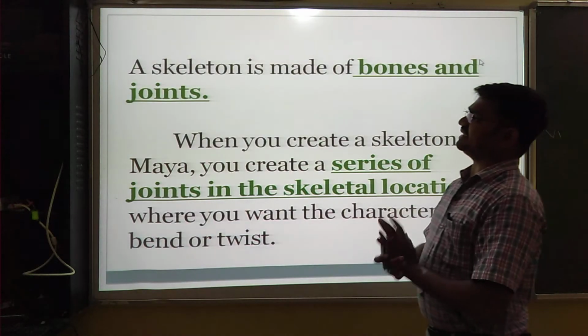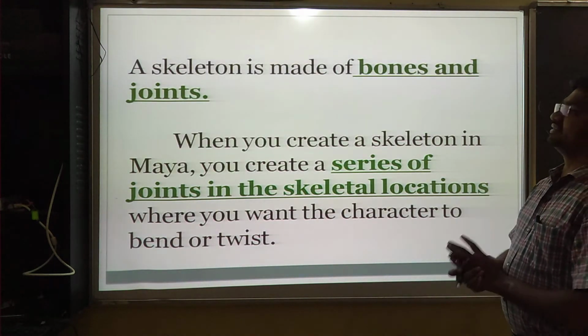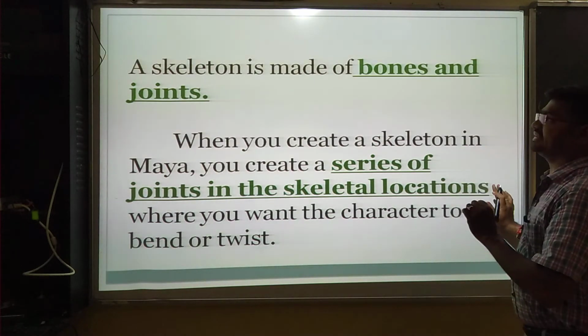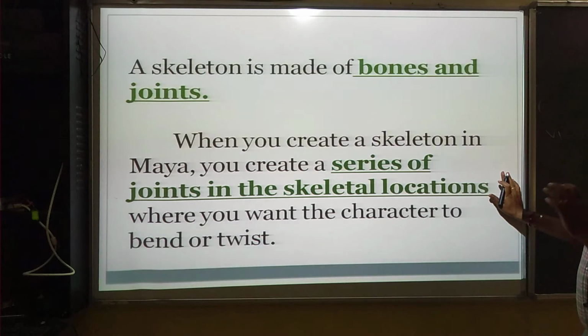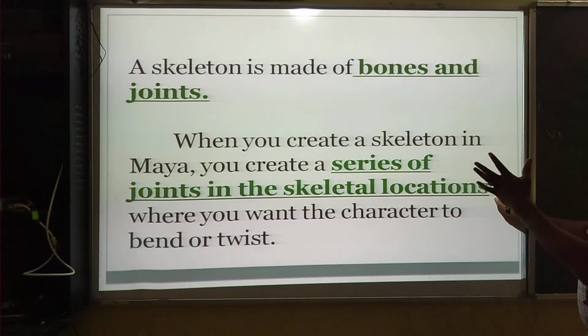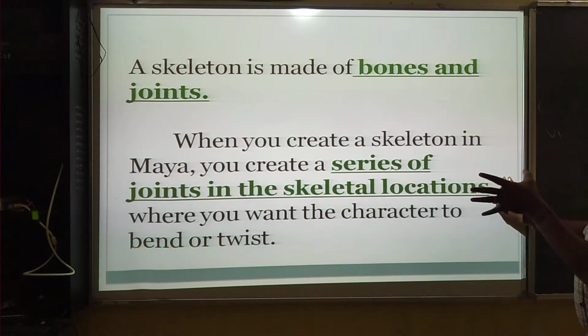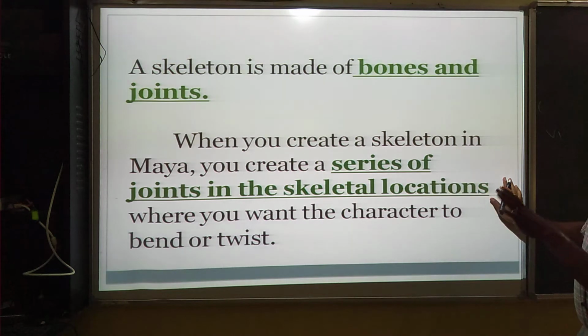A skeleton is made of bones and joints. So every skeleton is made of bones and joints. And as I already told you, inverse kinematics and forward kinematics are both included in the skeleton. So any skeleton object is made of bones and joints.